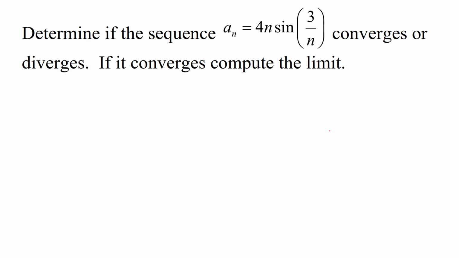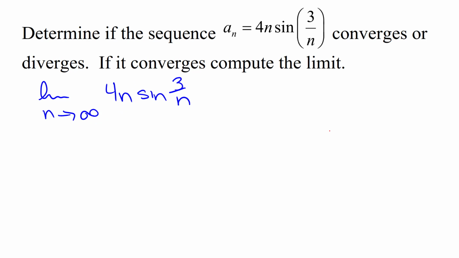So we want to determine if this sequence converges or diverges. To determine this for a sequence, we want to know what happens to the terms in the sequence as we approach infinity. So we're going to take the limit as n goes to infinity of 4n sine 3 over n. Now, as we look at this, a couple things we can see.